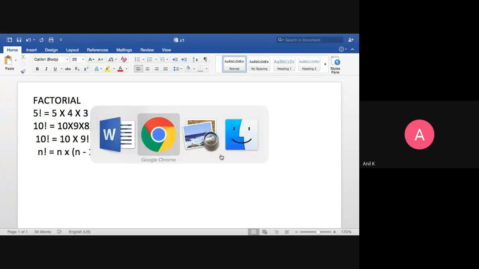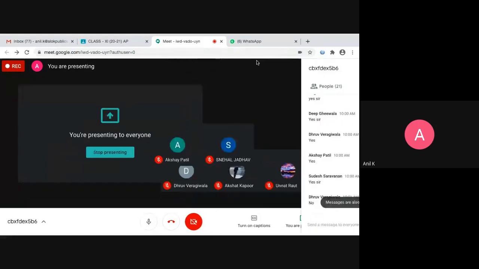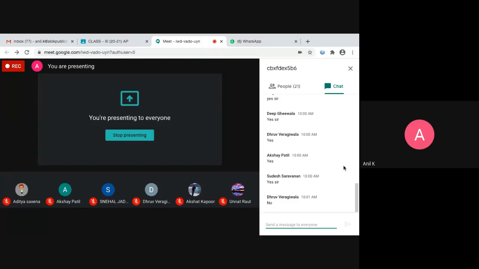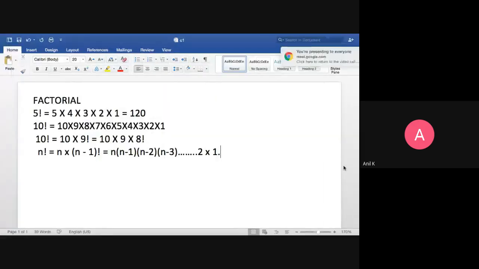Does anyone have a doubt in this n factorial definition? Is it clear for all of you? Say yes or no. Okay, good. The n factorial definition is clear for all of you. That's good.